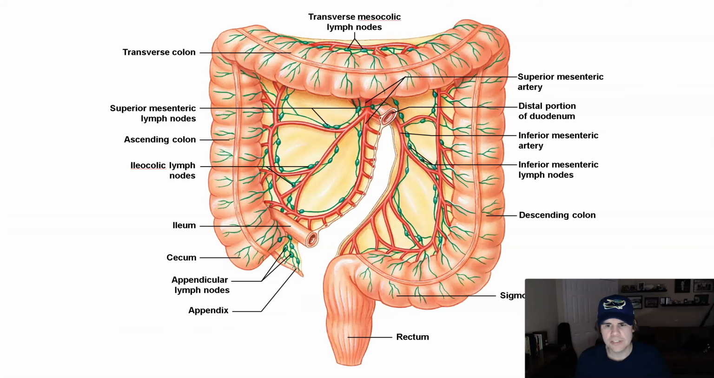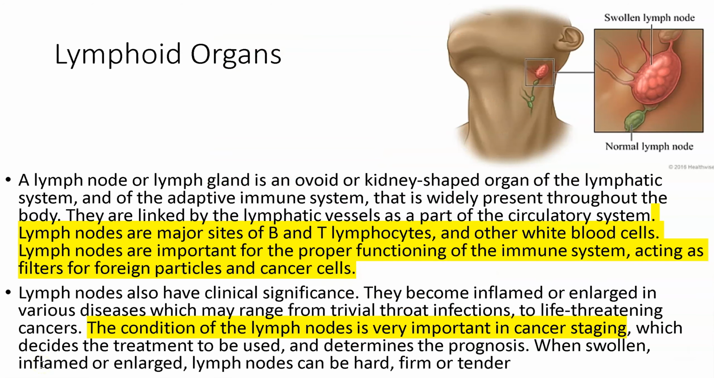Here's just another picture of all the lymph nodes inside the mesentery of the intestines. Again, those lymph nodes protect us in case we ingest something dangerous or have something dangerous traveling through our body. Lymph nodes are major sites of B and T lymphocytes and other white blood cells. Lymph nodes are important for the proper functioning of the immune system, so they're crazy important, acting as filters for foreign particles and cancer cells.